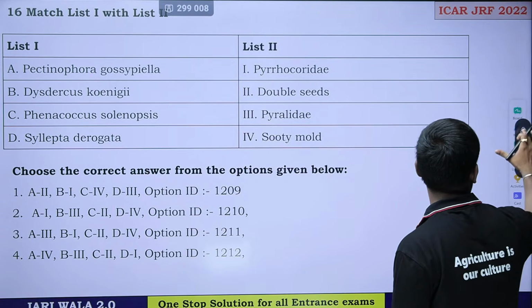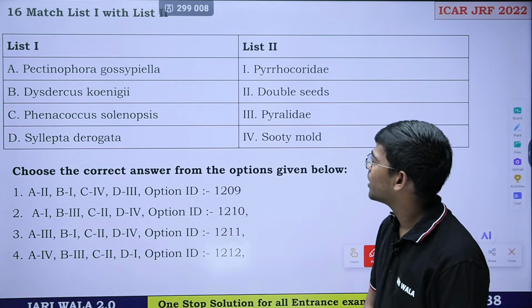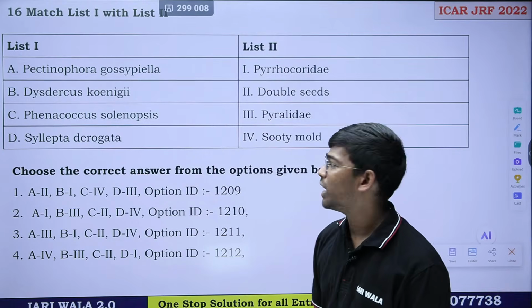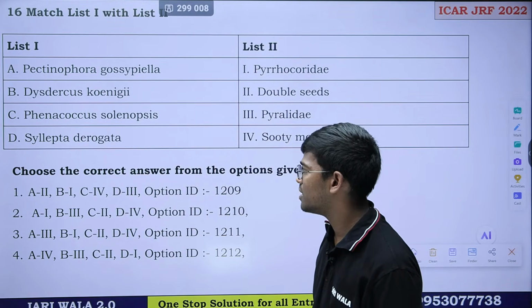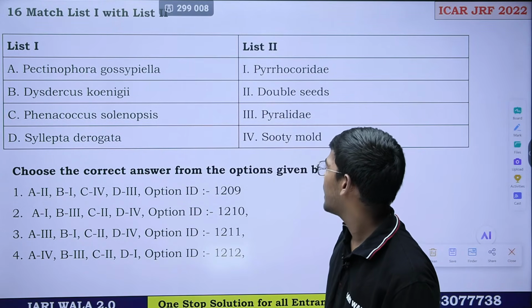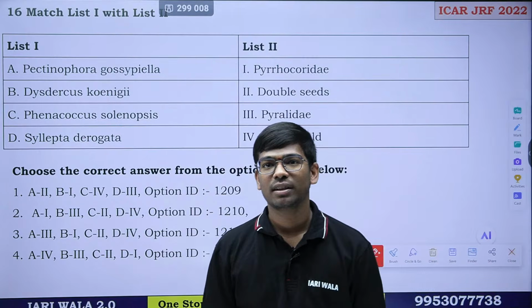Yes. And the 16th question, here they have included the pests of cotton: Pectinophora gossypiella, Dysdercus koenigii, then Phenacoccus solenopsis, Sylepta derogata. And on this side they have given 2 families and 2 symptoms. And it's very easy.